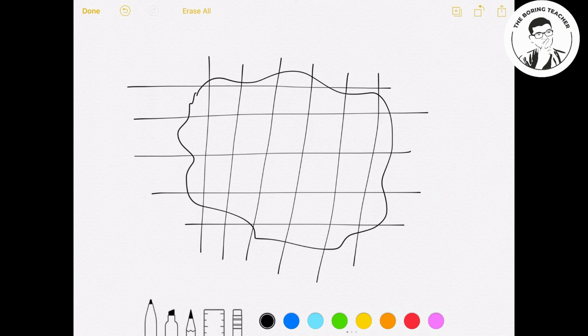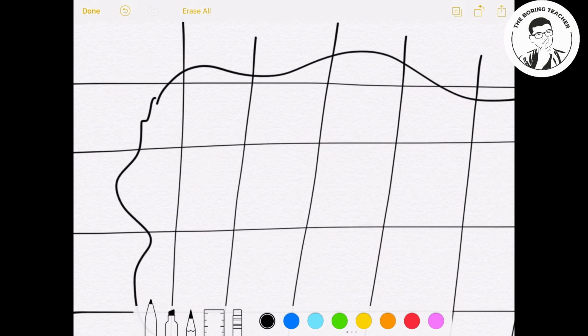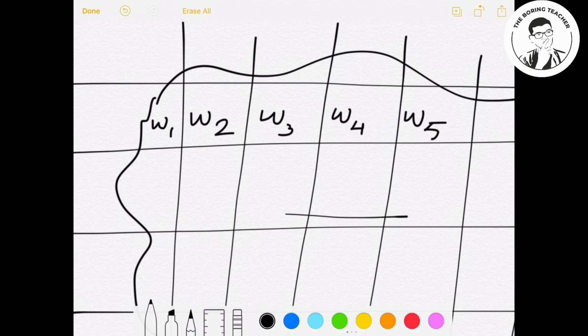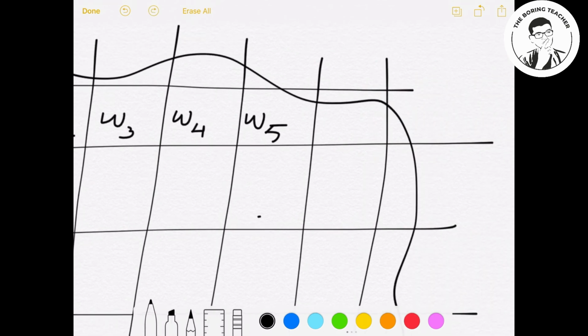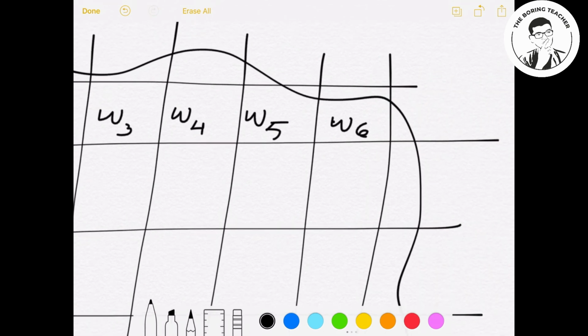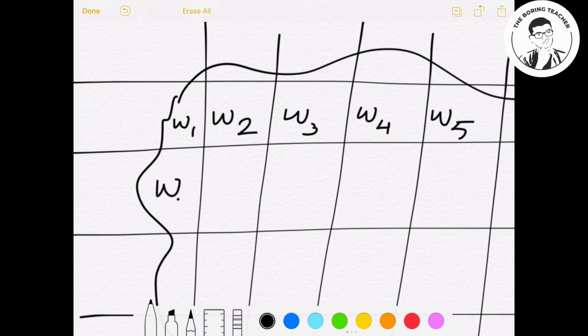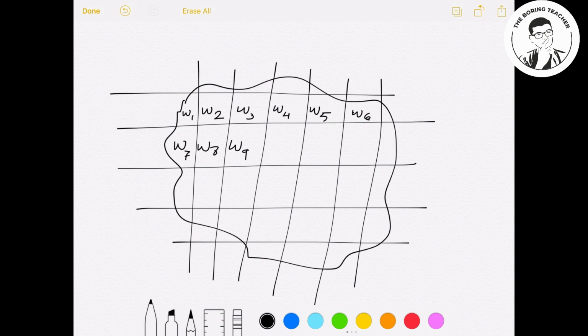I'm assigning the weight of each and every particle like this. So you can say that the whole body is made up of such tiny weights as shown here. So we can assume that the weight of this body is equal to the weight of all these tiny particles.